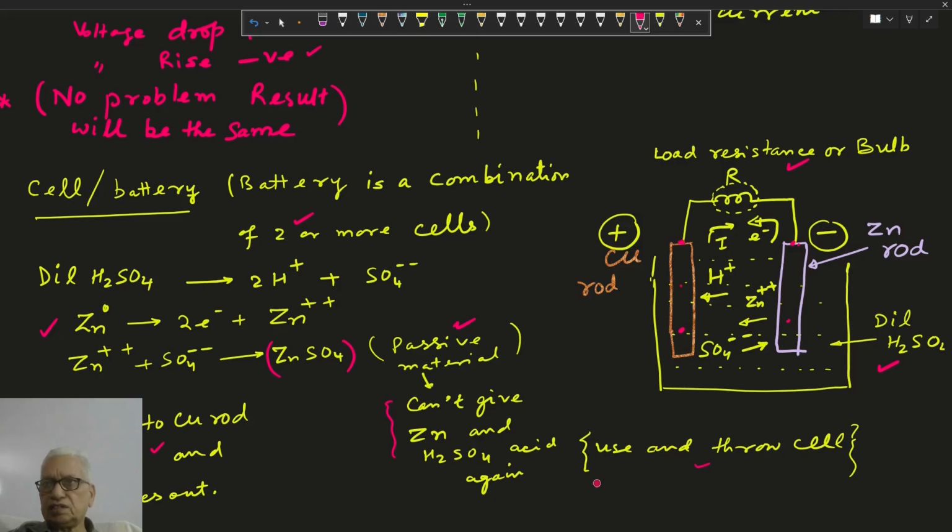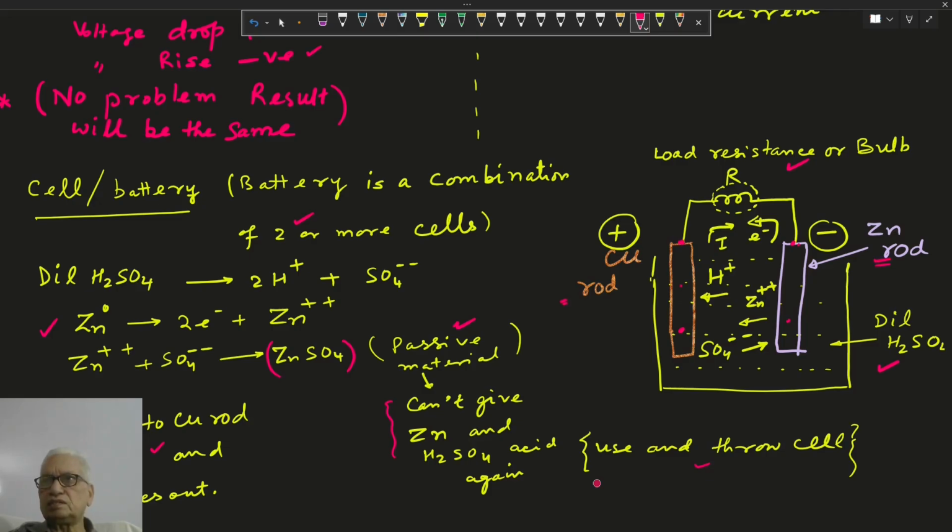Inside, we get the current not because of the flow of electrons but because of the flow of ions. As we can see here, positive charges, zinc ion and hydrogen ion, move from zinc, and the sulfate ion moves in the opposite direction. So current flows from the zinc rod to the copper inside the cell. So the zinc rod is called the anode and copper is the cathode.